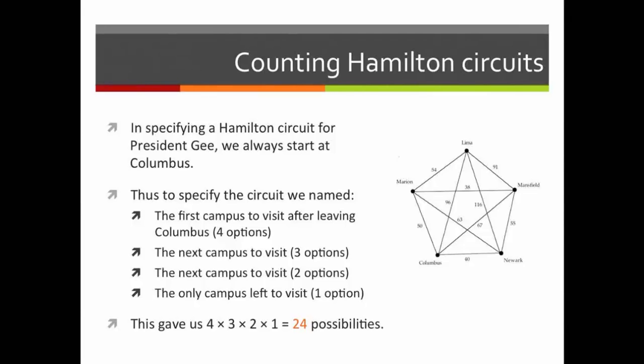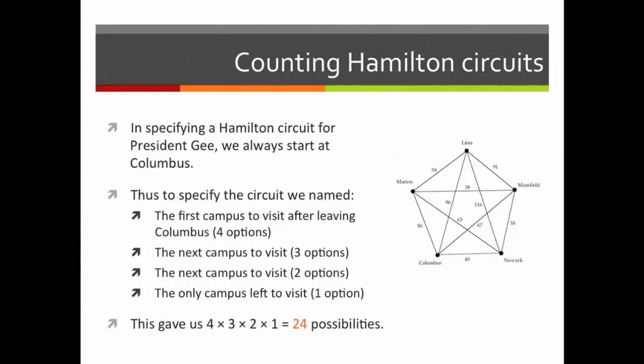And now you want to continue. Well, at this point, what are your options? You can't go back to Columbus. You can't remain in Mansfield. You've got to go to one of the other regional campuses, and now there are three possibilities. So now you have three options, and pick one. Let's say Newark. And now that you've visited Mansfield and Newark, what are your options? Well, you can visit either Marion or Lima. So this time there are only two options. Let's say we go to Lima.